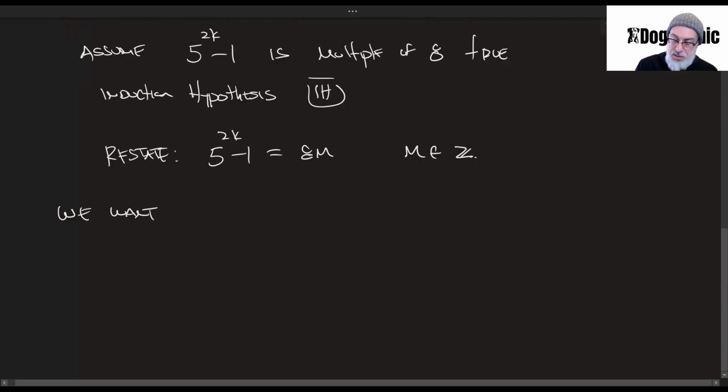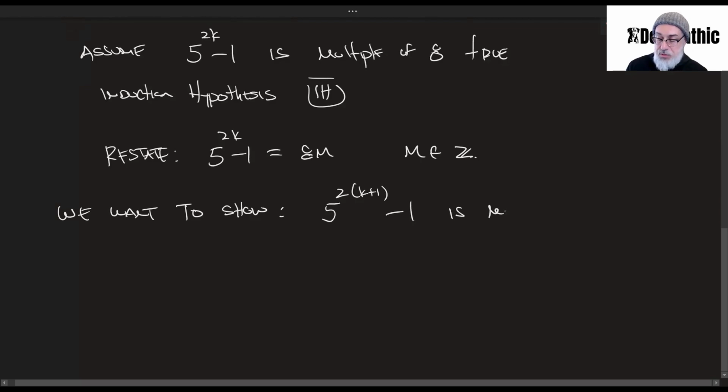So let's state what we want to show. This is also something I like to teach: write down what you want to show in a proof. Here's my intent. I want to show that 5 raised to 2 times k plus 1 minus 1 is a multiple of 8.